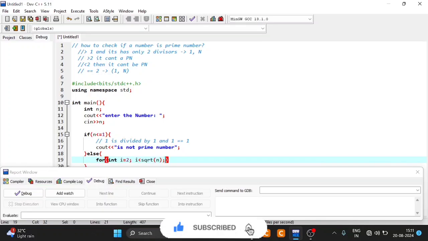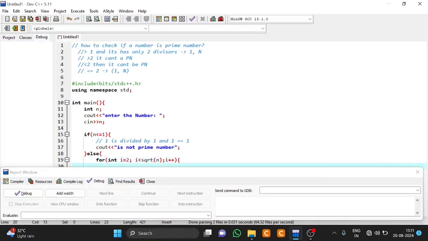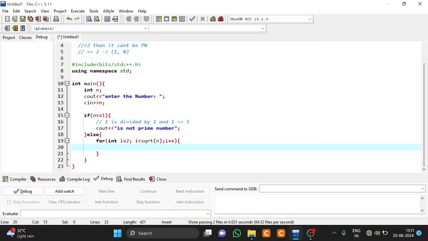We will discuss this later. So why are we taking a square root? Let me explain with an example. Take 16. What are the divisors of 16? 16 can be divided by 1, 2, 4, 8, and 16 also. So there are 5 divisors in total.